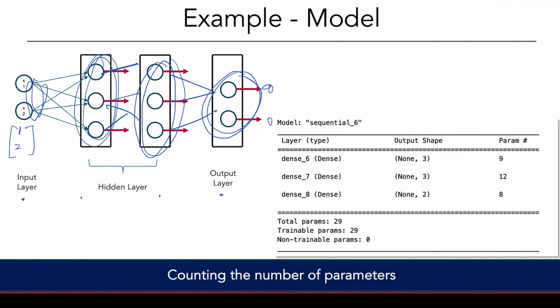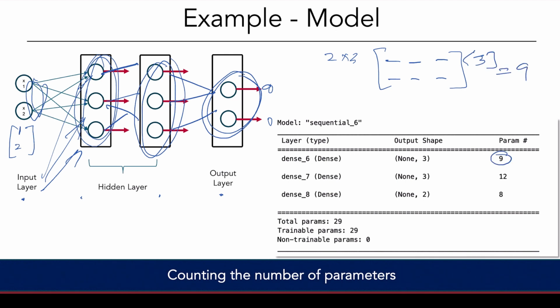For the first one, we have a 2 by 3 matrix and then 3 bias terms. So counting that, we should have 9. So 9 is the total number of parameters. For the next one, it's 3 by 3, which is 9, plus 3 for the bias. So that's 12. And for the last one, it's 3 by 2 plus 2 for the 2 bias terms here. So that's 8. So the total number of parameters is 29.